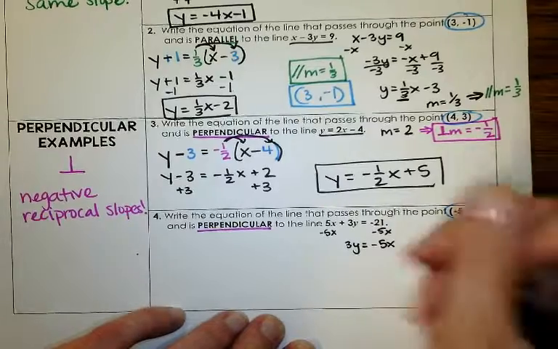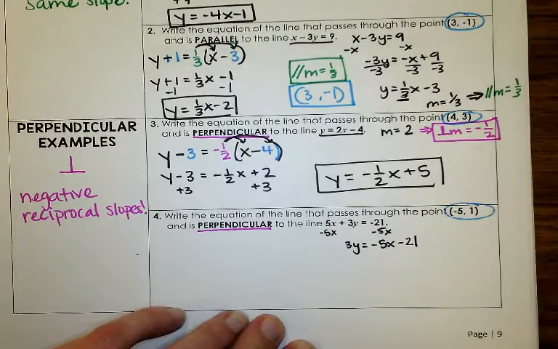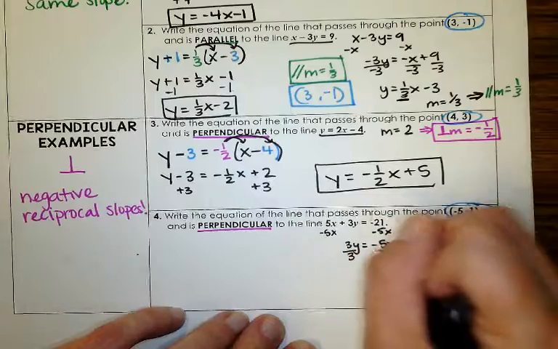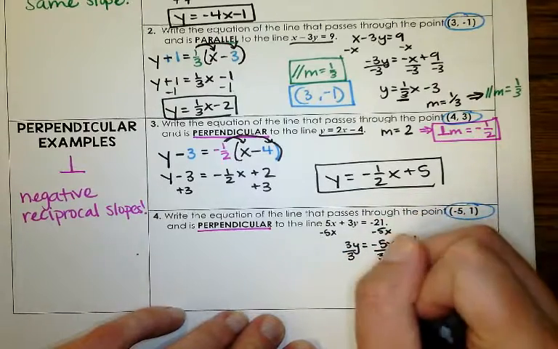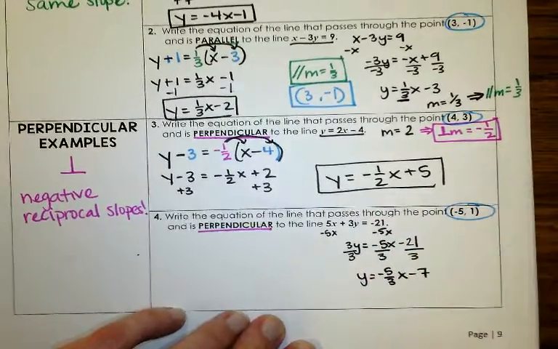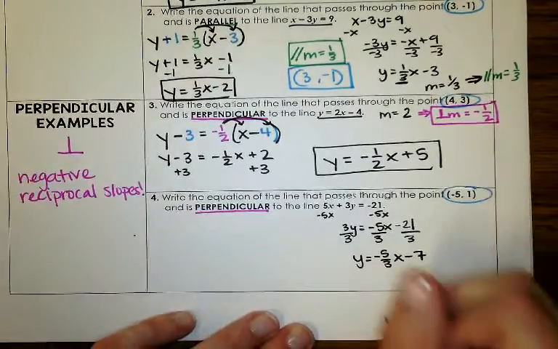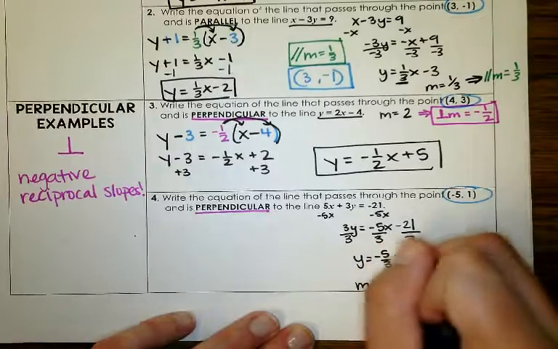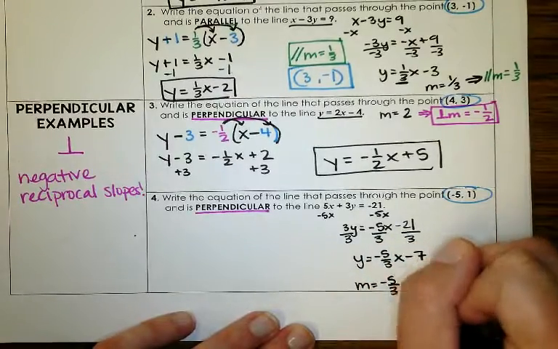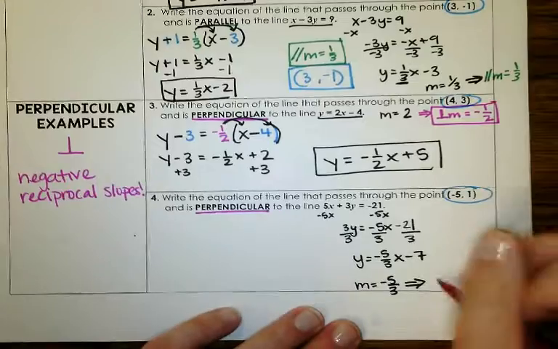Then we divide everything by 3. And we get y equals negative 5/3 x minus 7. So that's our original equation. So what is my original slope here? Negative 5/3. So what is my perpendicular slope going to be? Yeah. So my perpendicular slope is equal to positive 3/5.